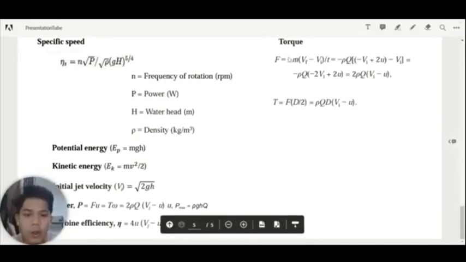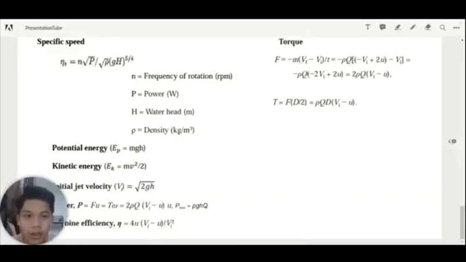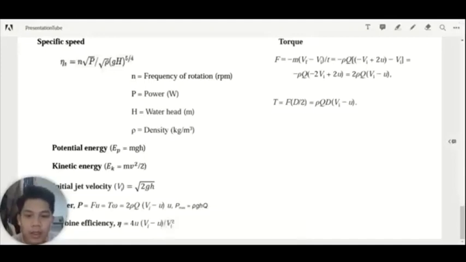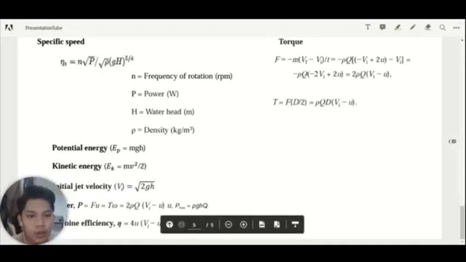the force F exerted on the runner by the jet is equal to, but opposite to, the rate of momentum change of the fluid by Newton's second and third law. Thus, it comes to this formula. And for the second formula, if D is the wheel diameter, the torque on the runner will be equal to the force multiplied by the diameter divided by 2, and we come up with this formula to find the torque. And that's it for chapter 2. Thank you.